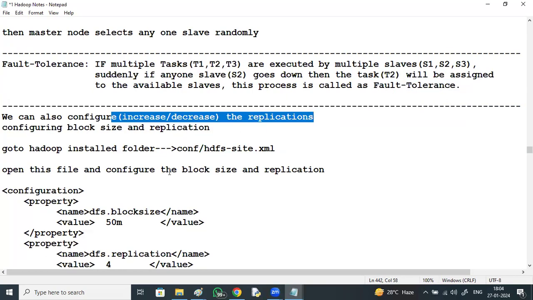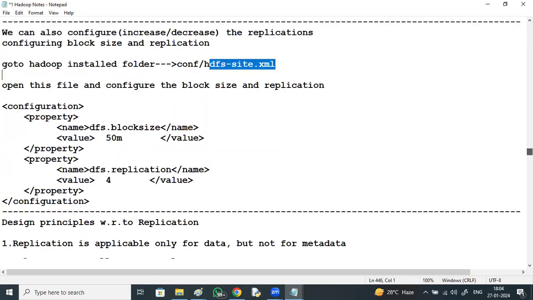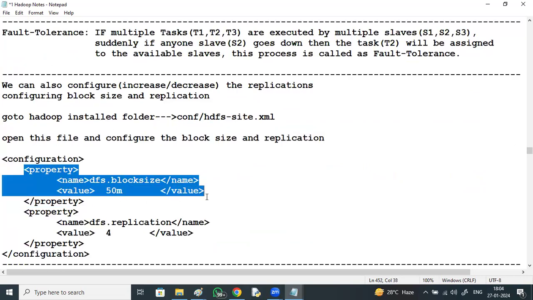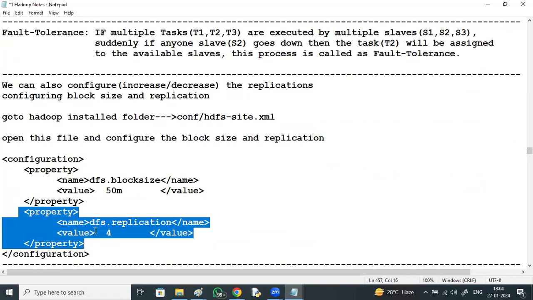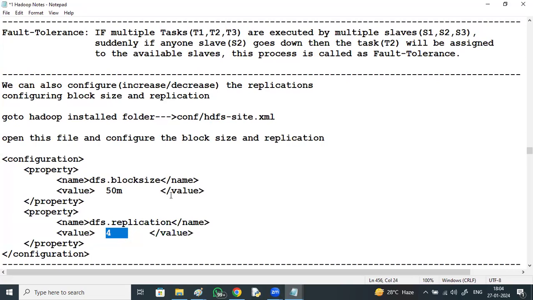By default, there are 3 replications. If you want to change that, go to hdfs-site.xml where you have configured the block size. This is the property, the first one for block size. Copy paste the same thing: dfs.replication. How many? 4 replications, or 5 or 6. If data is more sensitive, go with more.